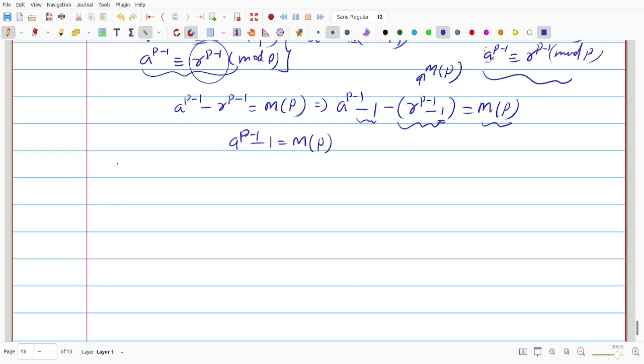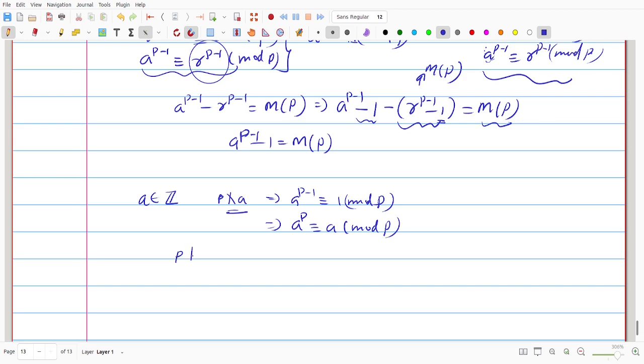And as a corollary, you can easily get: if A is any element of Z, then if P does not divide A, you have A raised to P minus 1 congruent to 1 mod P. Okay, you multiply A on both sides, and you will get A raised to P is congruent to A mod P.